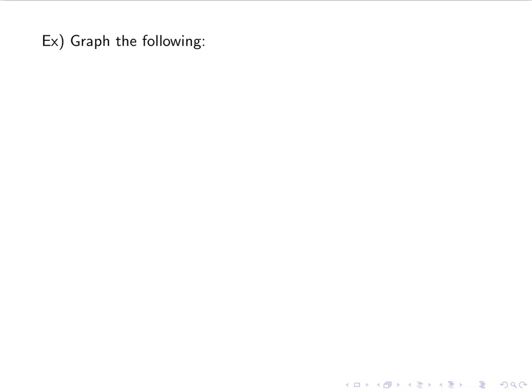So let's do some examples. So let's graph y equals 4 sine of x in degrees. So the amplitude is the absolute value of A. A is 4, so the absolute value of A is also 4. The period is 360 degrees divided by B, but B is 1, so the period is 360 degrees.